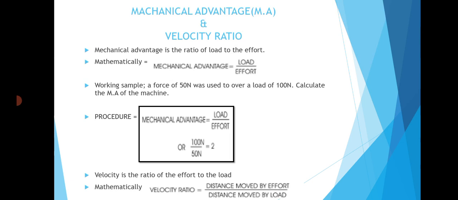Now, velocity ratio, what is it? It's the ratio of the distance moved by the effort to the distance moved by the load. Mathematically, we say that VR, that's velocity ratio, is equal to distance moved by the effort over distance moved by the load.